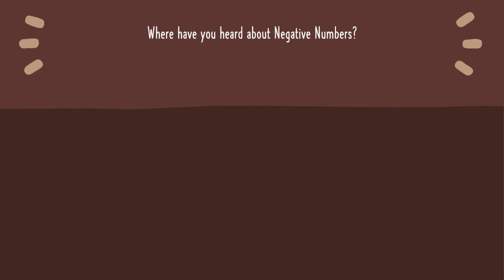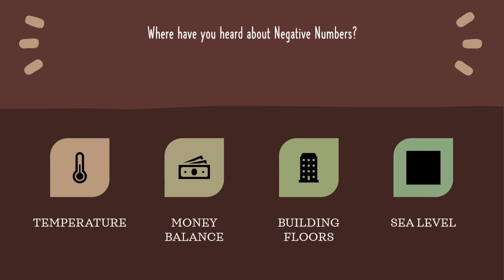Before we start our lesson, here is a question for you. Have you ever heard about negative numbers? If so, where? Can you think of any? Some places where we can see negative numbers are in the temperature, in money balance, in building floors, and in the sea level. We will look into these in a little bit more detail.